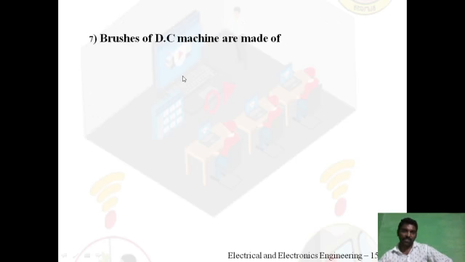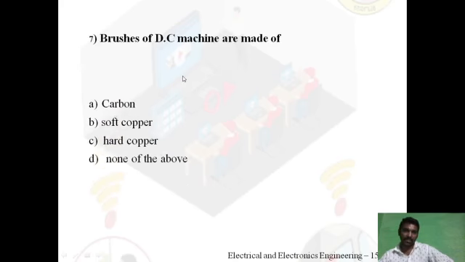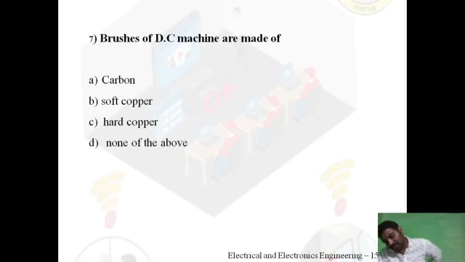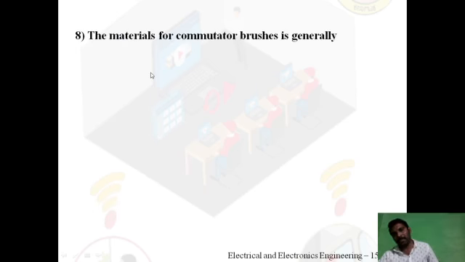Brushes of a DC machine, as we know, are made up of carbon, which has high contact resistance. Why is it made up of carbon when compared to other materials, soft copper, hard copper? When compared to other materials, carbon has high contact resistance, low friction losses, and the ability to resist arcing. Based on these parameters, the brushes are made up of carbon.